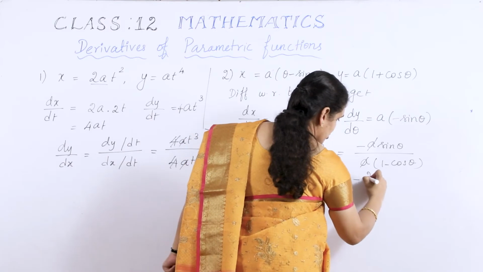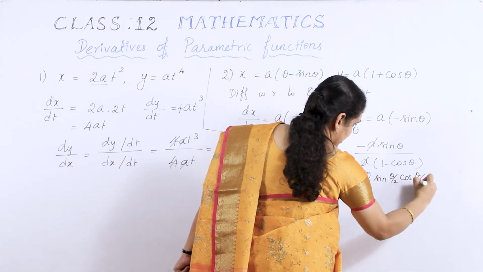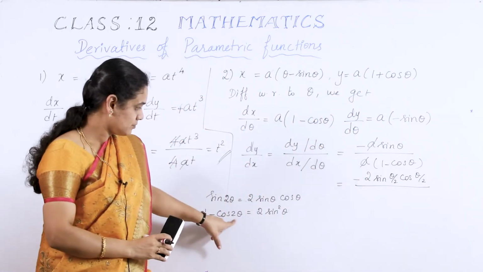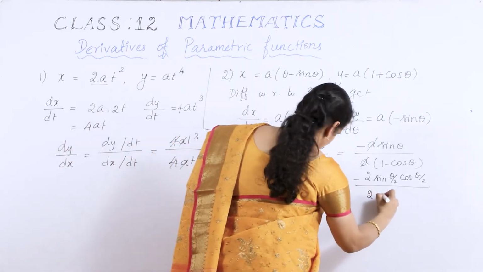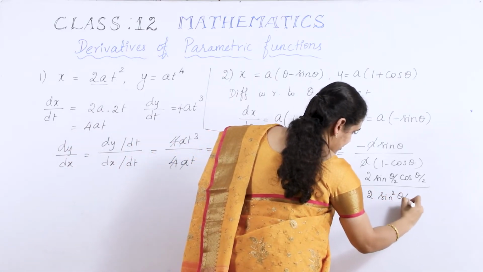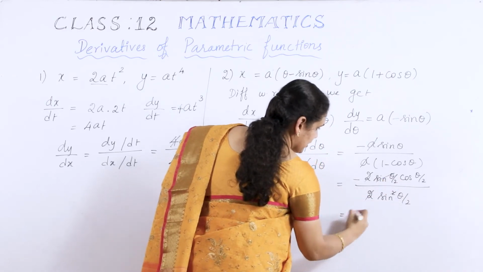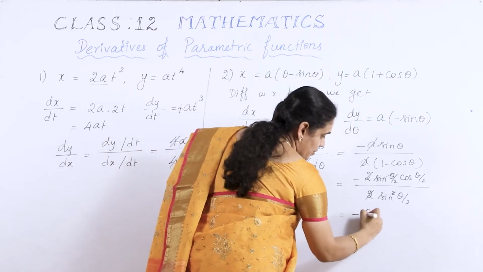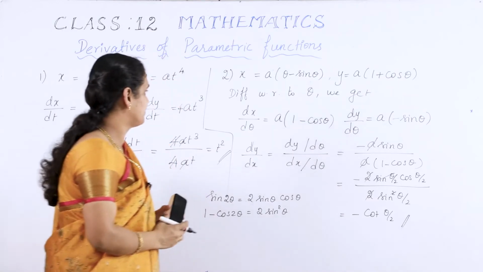Therefore it becomes 2 sine theta by 2 cos theta by 2 whole divided by 1 minus cos theta. Here also we reduce it by half, right? So 2 sine square theta by 2. So this 2 gets cancelled, and once if you cut it, then cos theta by 2 by sine theta by 2 is cot theta by 2. So minus cot theta by 2. This is the required answer.